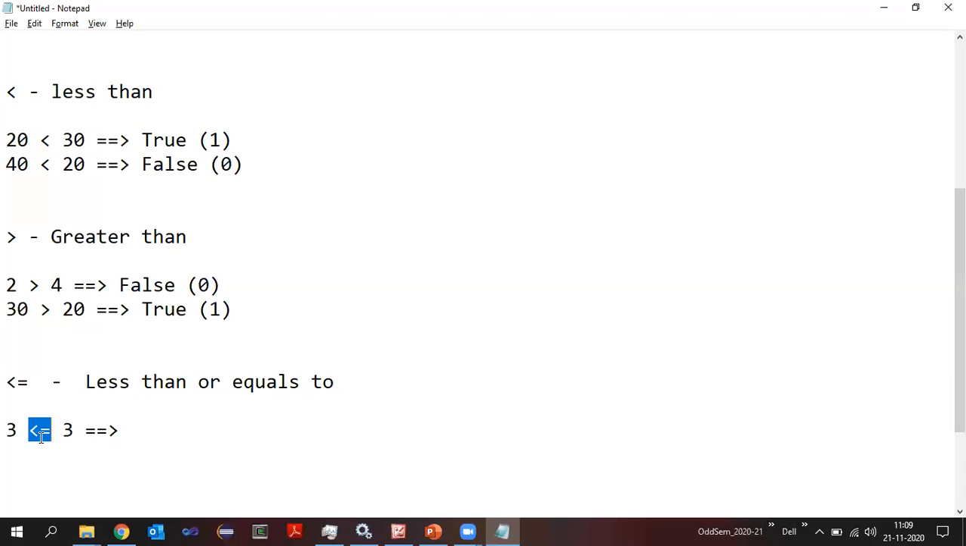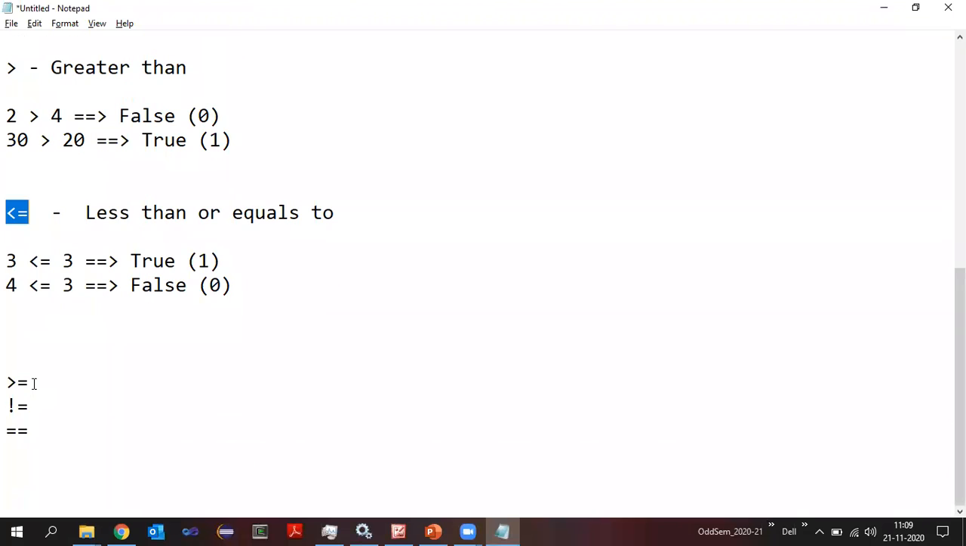That constitutes less than or equal to. Then the result is going to be true. If we have something like 4 less than or equal to 3, what will be the result here? It is false. Why is it false? 4 is not equal to 3, and it is also not less than 3. So it is false. That is what we call the relational operator less than or equal to.